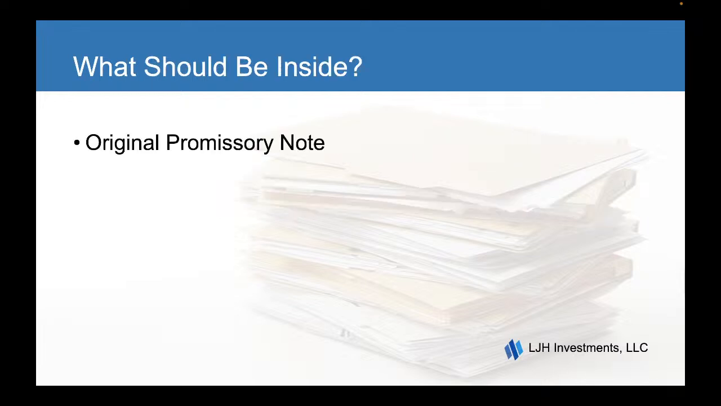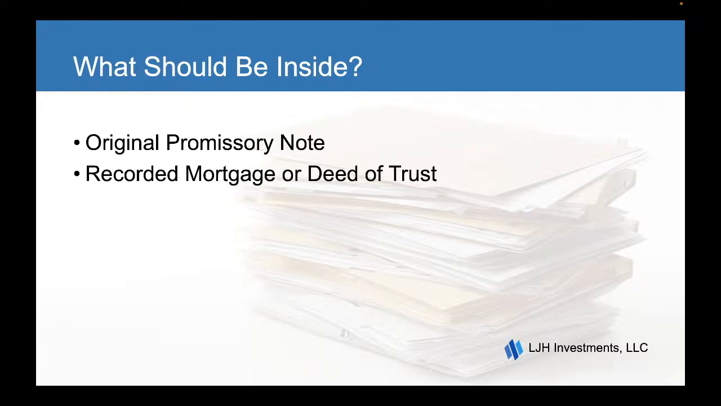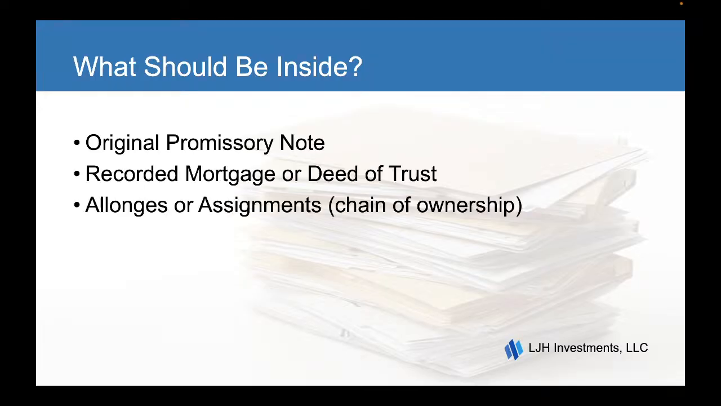So what should be inside? Typically, if you're buying mortgage notes, you should get the original promissory note, the recorded mortgage or deed of trust, all the allonges, and all the assignments of mortgage from the start of the note up to the point that you bought it. If you're the fifth person buying this note, there need to be four allonges, and if we're doing mortgages, four assignments of mortgage, and then a fifth to you, the final one, right?